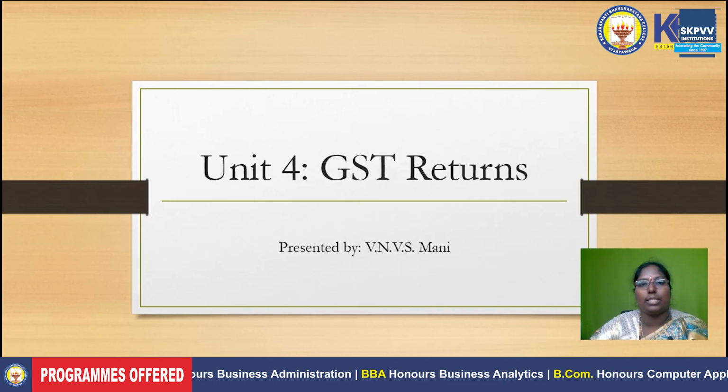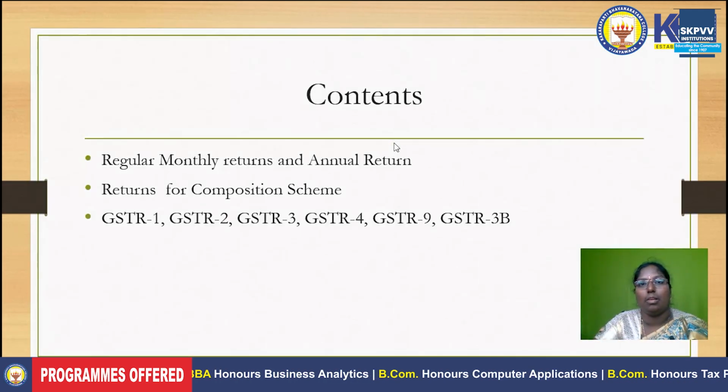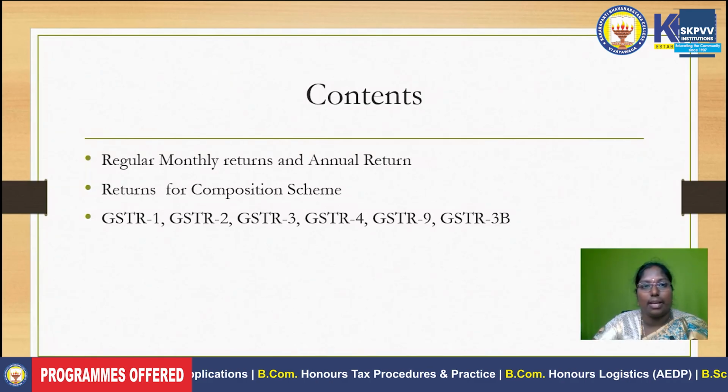Coming to GST returns, the contents we cover in the fourth unit are regular and monthly returns, annual returns, and returns for the composition scheme, particularly the different types of returns: GSTR 1, 2, 3, 4, 9, and the different forms 9A, 9B and 3B. All these contents are covered in the fourth unit.